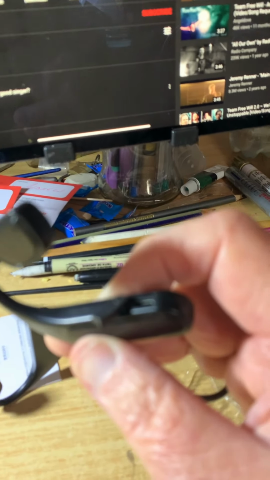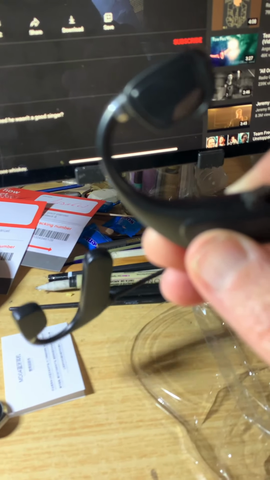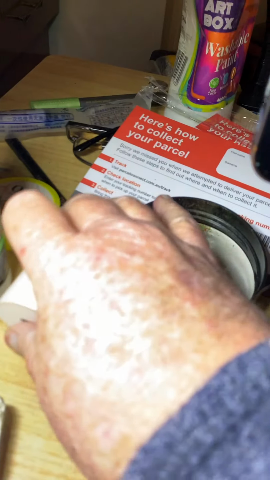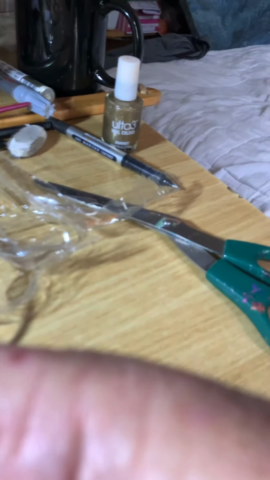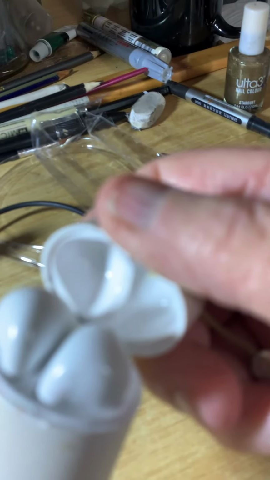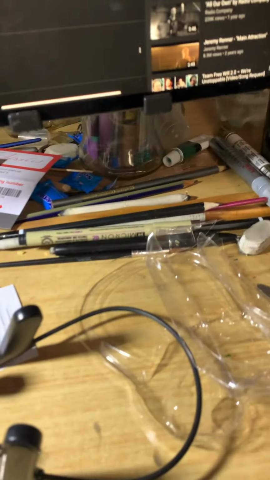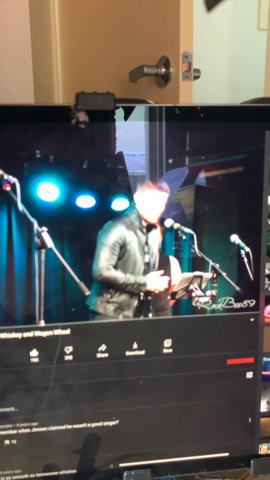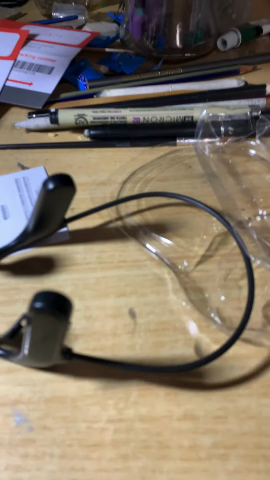Let them get charged and I'll test them out tonight. See those bad boys. These are quite good. They're the TWS ones. I do like them, but they're not very loud. Okay. My favourite singer. Bye-bye.